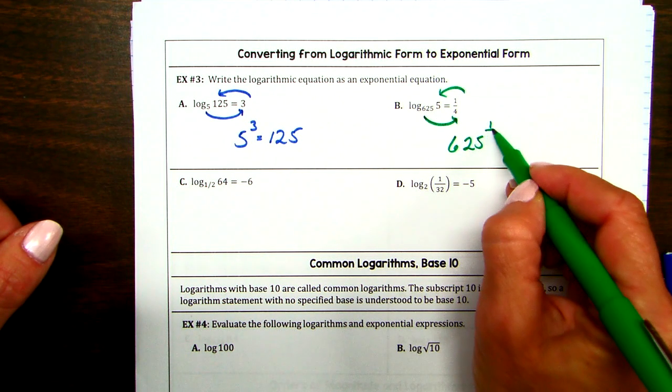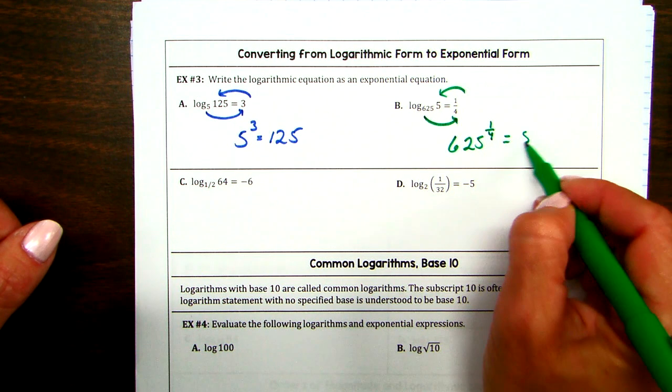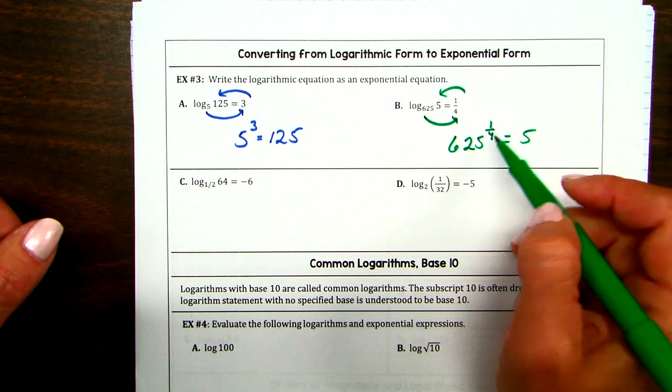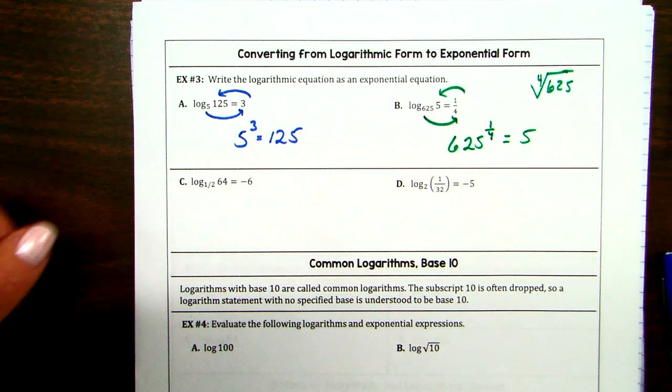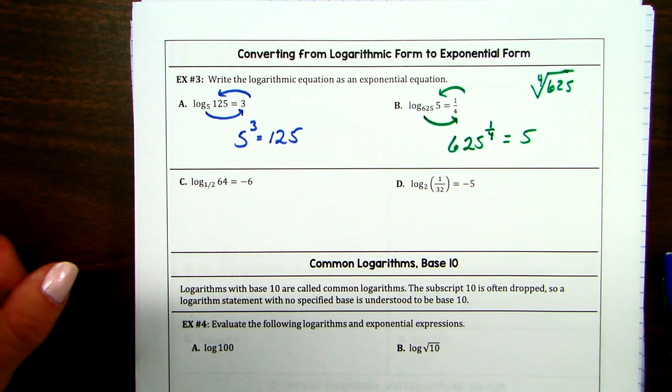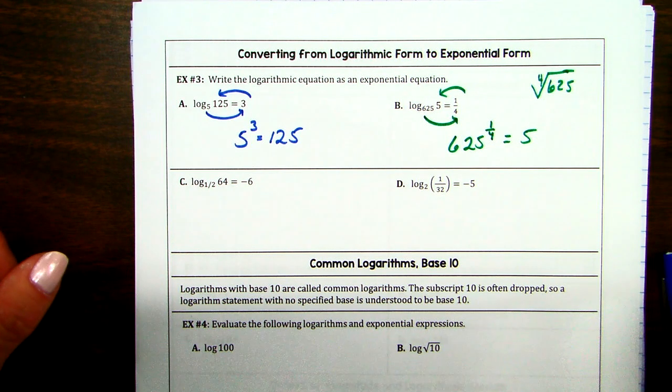625 to the 1/4 power equals 5. Guys, remember, 625 to the 1/4 is the same as saying this. So 5 times 5 times 5 times 5 is 625. Okay.